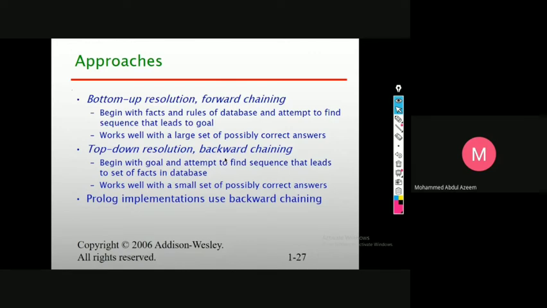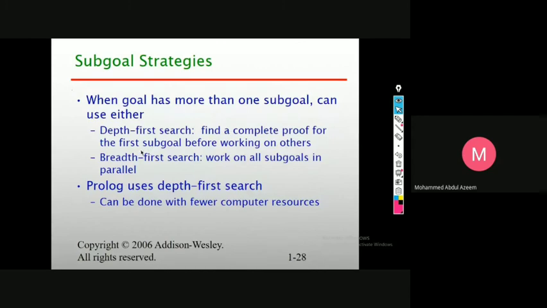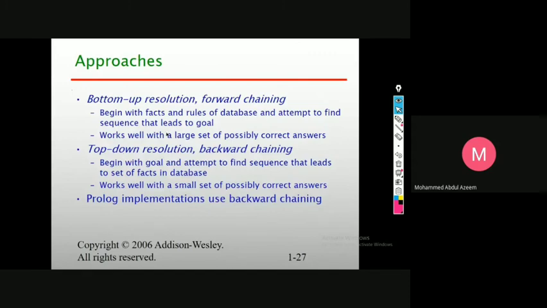So top-down is like going in a reverse manner. Instead of starting with facts, you start with a goal and attempt to find the sequence that leads to a set of facts in the database, trying to find the facts available in the database to be true. It works well with a small set of possibly correct answers. Prolog implements backward chaining. Of course, these are the two different approaches that logic programming languages adopt, but Prolog makes use of backward chaining, right?